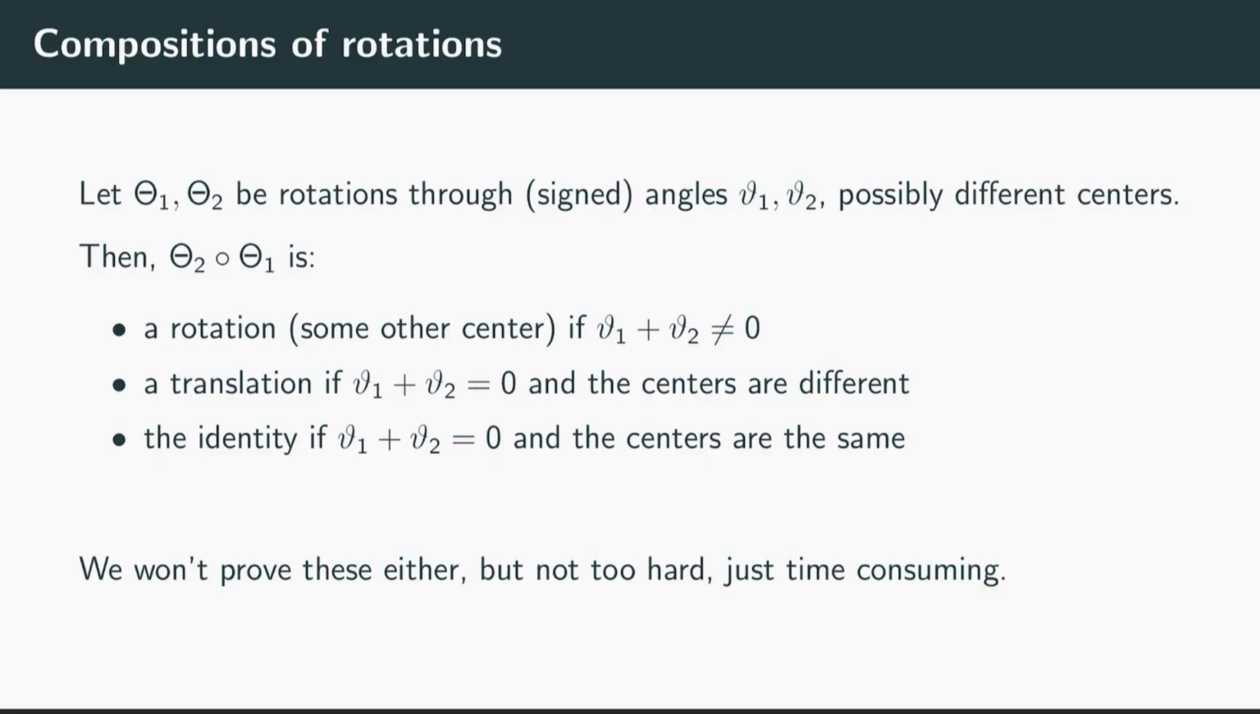If, however, the angles are opposite each other, so theta 1 and theta 2 are the same angle but in opposite directions, in other words they add up to 0, then the composition is going to be a translation if my two original rotations had different centers, and the composition will be the identity if they had the same center for both. Okay, we're not going to prove any of these assertions. Honestly, proving each of these three things is pretty straightforward, except it's kind of tedious and time-consuming, so we're going to skip over it. So let's jump back to our problem.